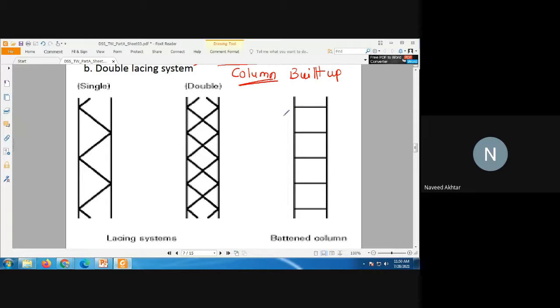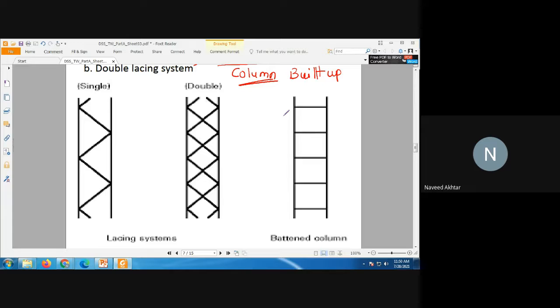Because generally the column fails in bending. In case of steel, because the strength of steel is large, the cross section dimensions are less. So generally the failure is due to buckling. Okay, so that's why, to increase the slenderness limit or to increase the radius of gyration, you can say the built-up column is used.